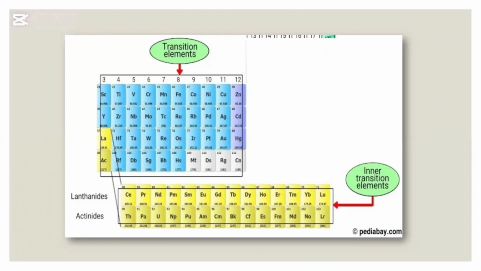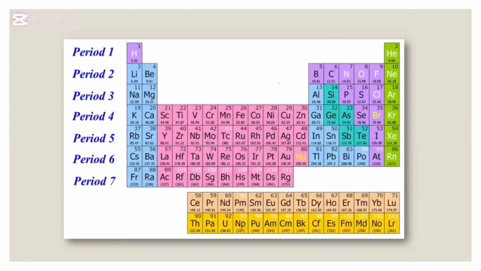For now, just get an idea that for the transition elements, the electron filling is up to the d orbital, but for the inner transition elements, the electron filling is up to the f orbital. All right. Now let's talk about another important arrangement in the periodic table. They are called periods, also known as the series in the periodic table.